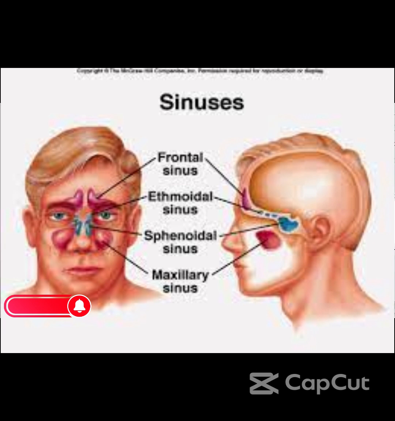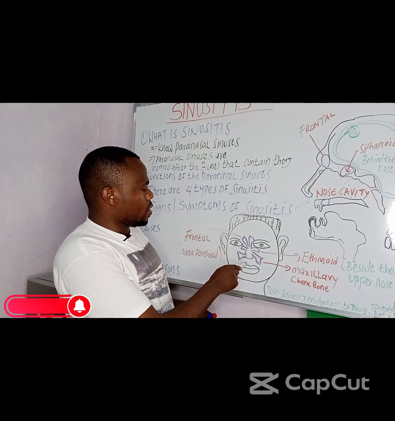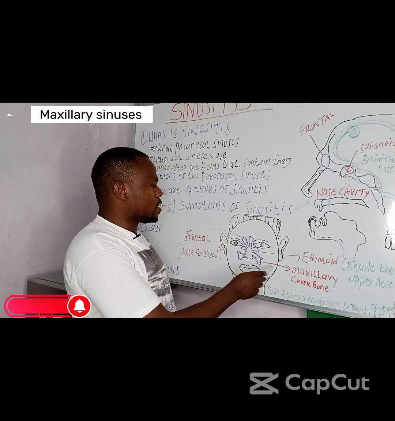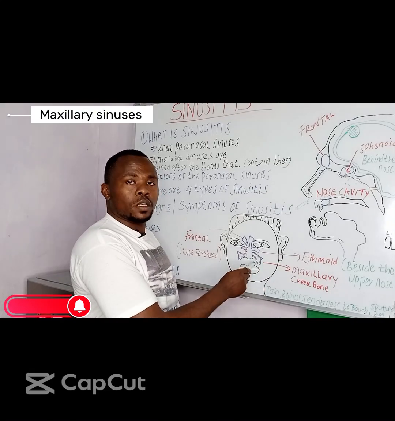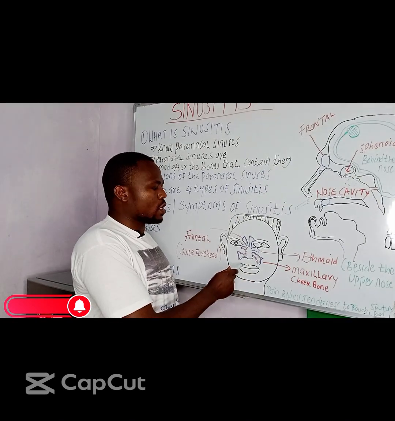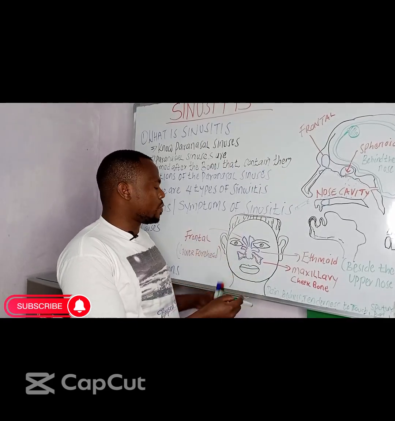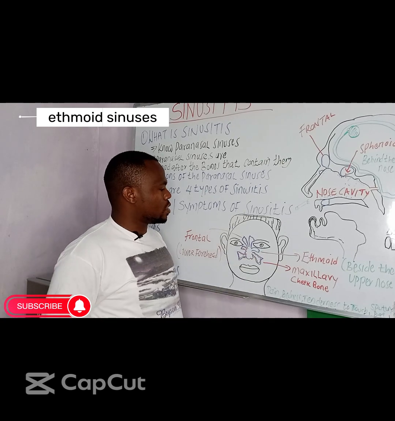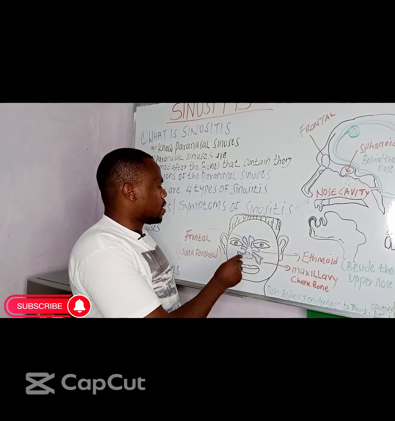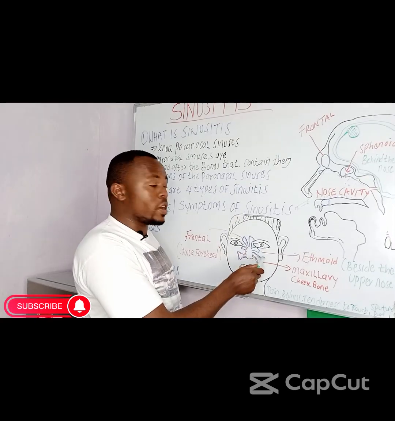There are two diagrams. One diagram is the front view. In this diagram, I'm going to show you what we call the maxillary sinus. We have the right maxillary sinus and the left maxillary sinus. The maxillary sinus is found around the cheekbone. Then we have the ethmoid sinus. We have the right and the left ethmoid sinus. The ethmoid sinus is found beside the upper part of the nose.